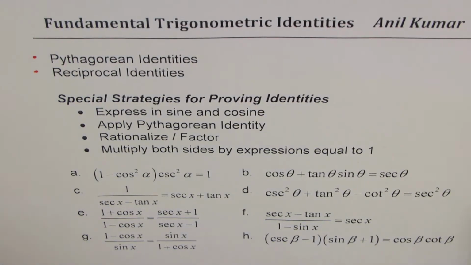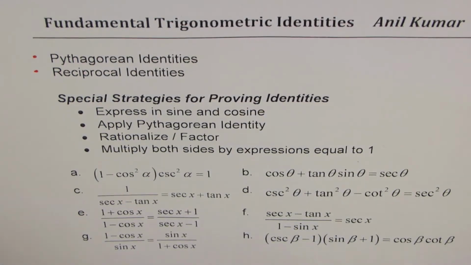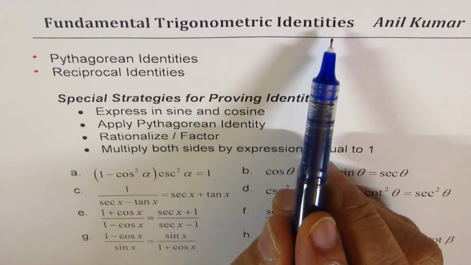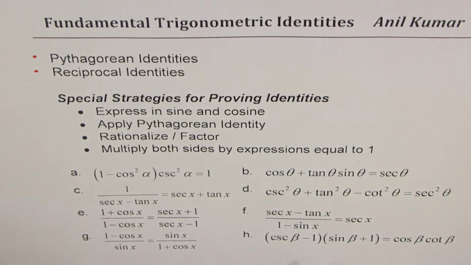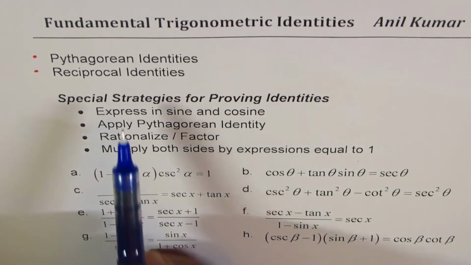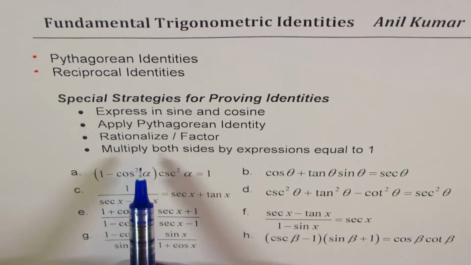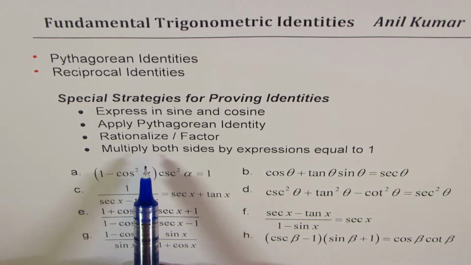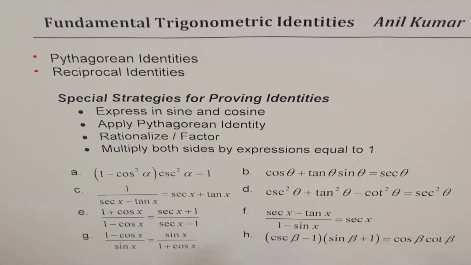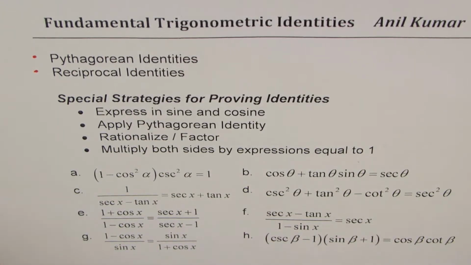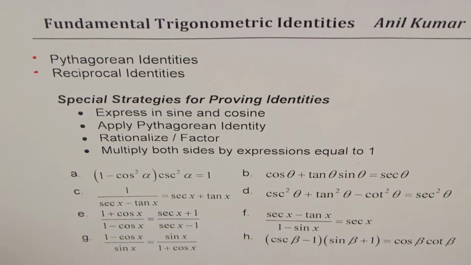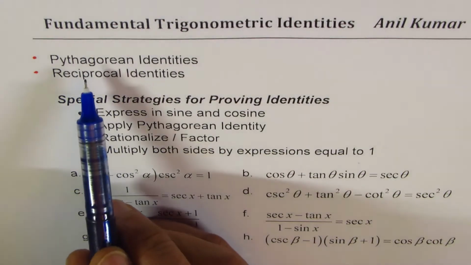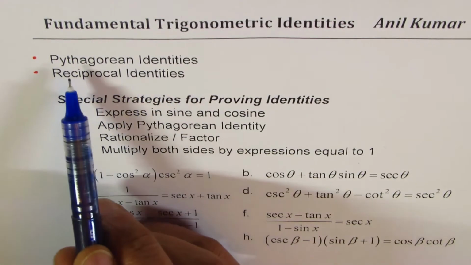I'm Anil Kumar. In this particular video, I'm going to discuss fundamentals about trigonometric identities. We have 8 examples. With the help of these 8 examples, I'll show you different strategies which we can apply and what we really need to know so that we could prove any identity. Well, that's the motive of this particular video. So let me talk about Pythagorean and reciprocal identities.